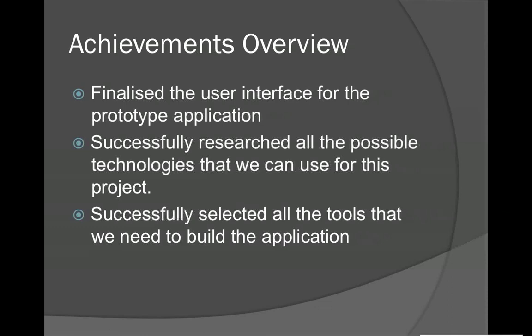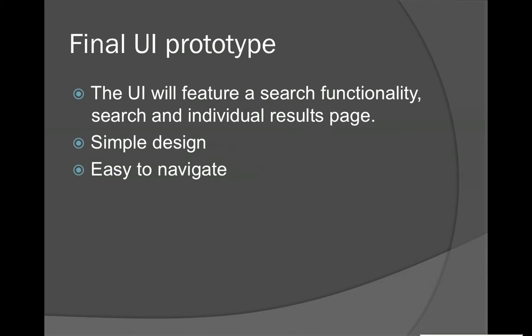So here are our achievements so far. We have finalized the user interface for the prototype application, and we also have successfully researched a variety of technologies and APIs that we can use in our project and selected the best of them to build our application. The main feature of our final prototype will be the search function that finds tagged images, as well as the individual image and results page. It has a simple and familiar search engine interface that many people are familiar with, and UI elements to help users navigate through the application.